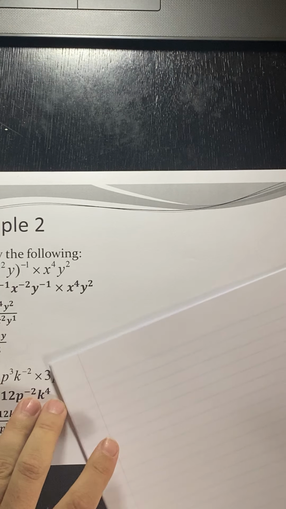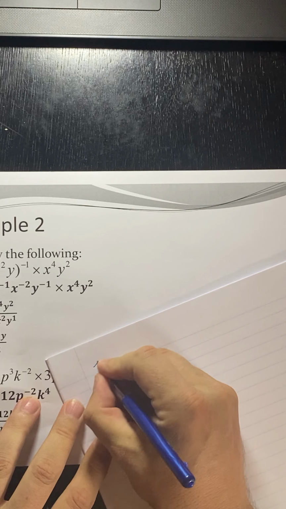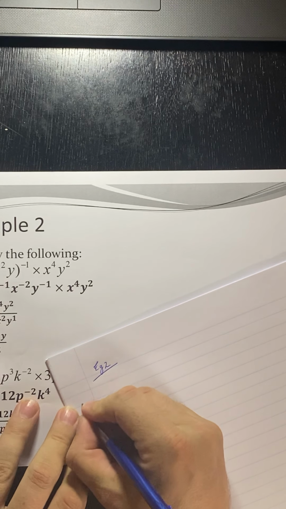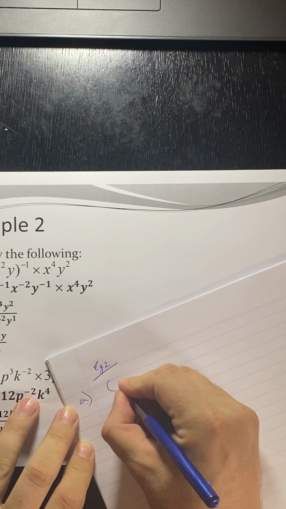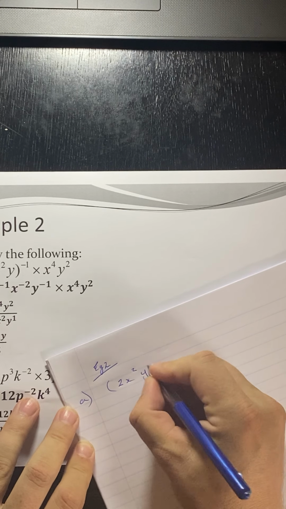So let's have a look at the first example, which I'm going to work through with you. I just want to copy it down. So this is example 2A, and we've got 2x squared y minus 1.